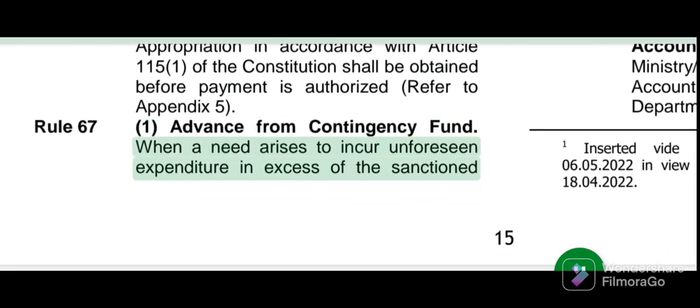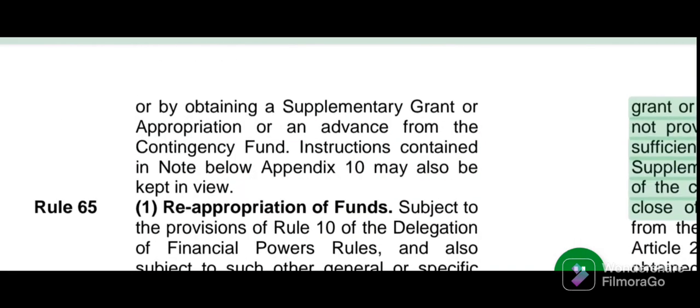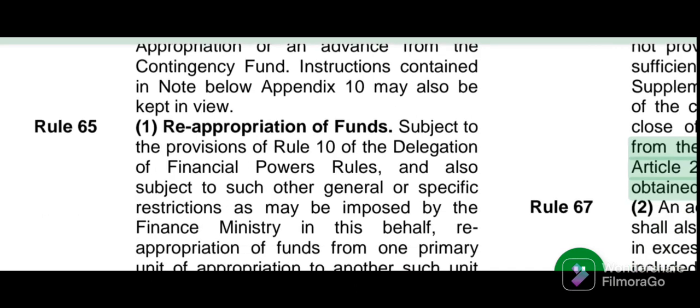Rule 67(1): Advance from Contingency Fund. When a need arises to incur unforeseen expenditure in excess of the sanctioned grant or appropriation, or on a new service not provided in the budget, and there is not sufficient time for the voting of the supplementary demand and the passing of the connected appropriation bill before the close of the financial year, an advance from the contingency fund set up under Article 267(1) of the Constitution shall be obtained before incurring the expenditure.